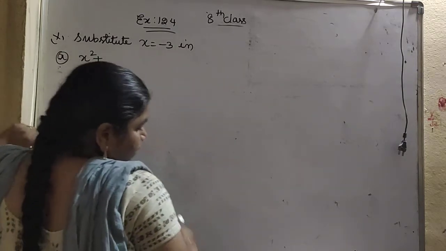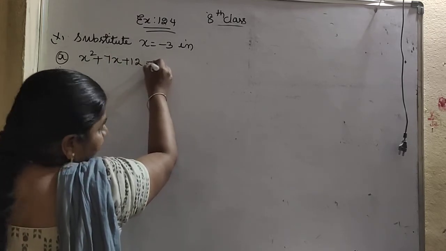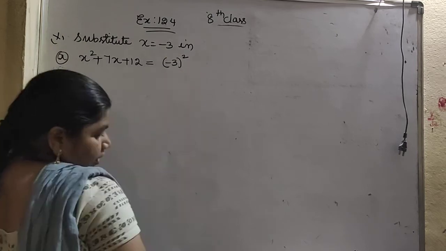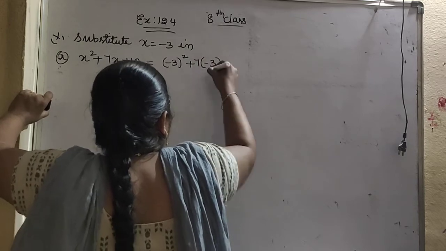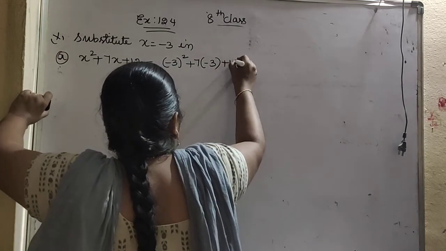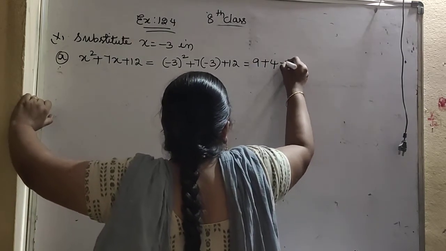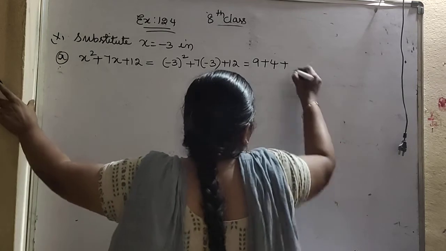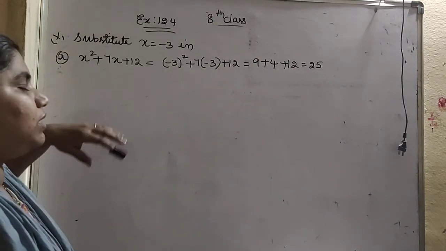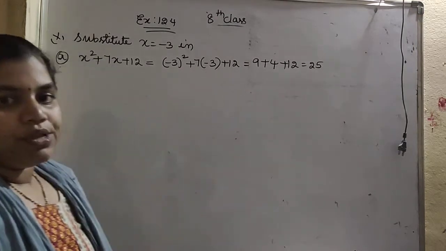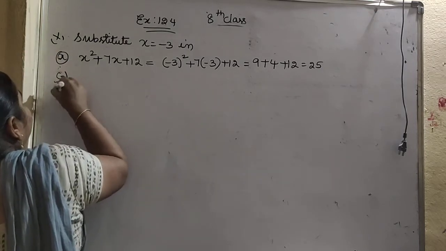x square plus 7x plus 12 equals (-3) square plus 7 into -3 plus 12 equals 9 plus 4 plus 12 equals 25. So they have substituted -3 in place of x and got the result as 25. Whether that is correct or not, we have to check. So it is having the error.